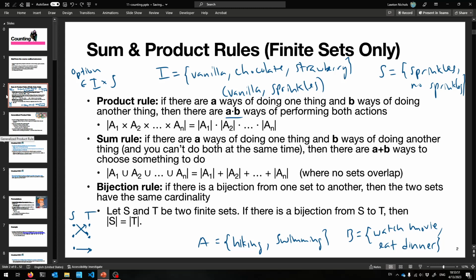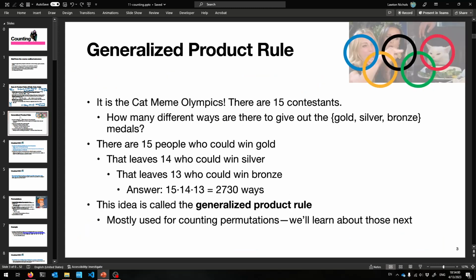So that's that. Those are all those rules. They only work for finite sets. There's infinite set rules as well. But hopefully that's a bit more concrete in your mind now. Next, let's go a bit fancier with the product rule.